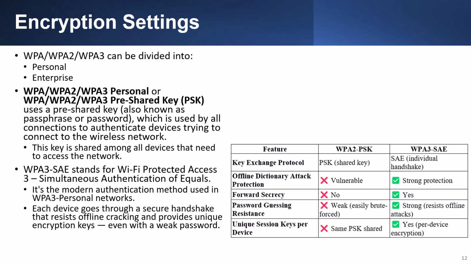WPA3 SAE stands for Wi-Fi Protected Access 3 Simultaneous Authentication of Equals. It's the modern authentication method used in WPA3 Personal networks. Each device goes through a secure handshake that resists offline cracking and provides unique encryption keys, even with a weak password.